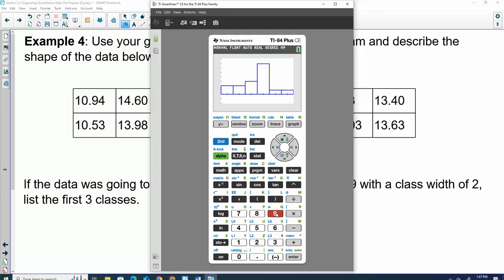All right, did everybody get a graph now? So, what's the shape of this data? What do we think?